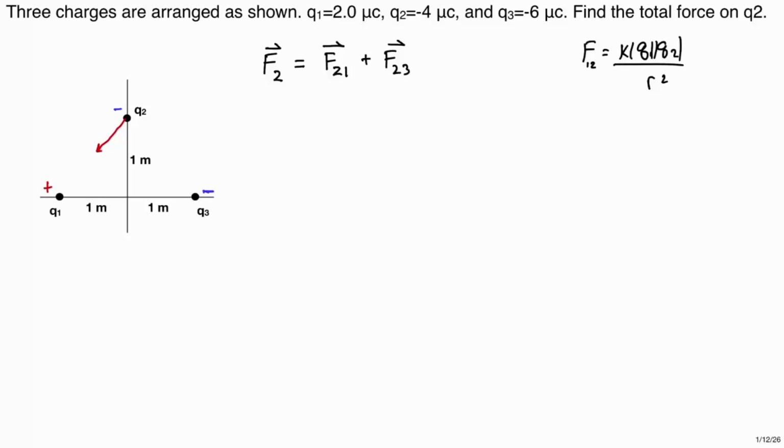Okay, let's look at the other 2, just while we're here in the visualization step. Q2 and Q3. What direction is that one going to be? Away, because they're both negative, right? And so the away direction from charge 2 is something up like that. Okay.